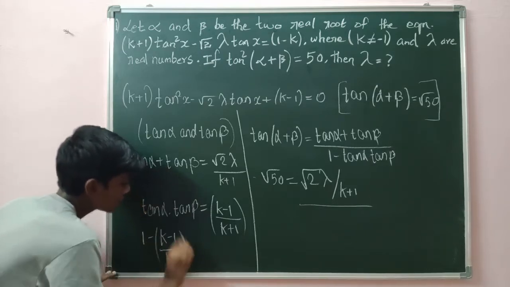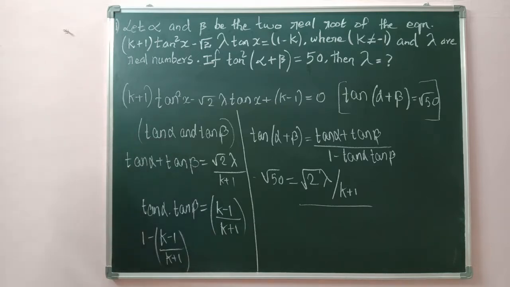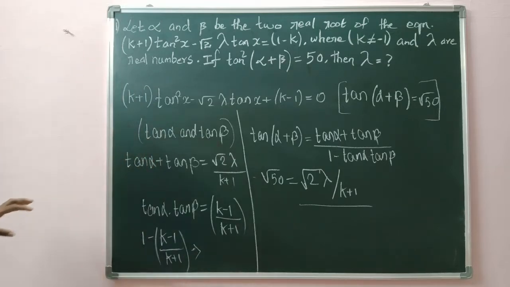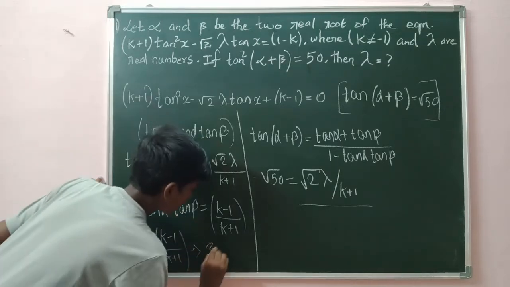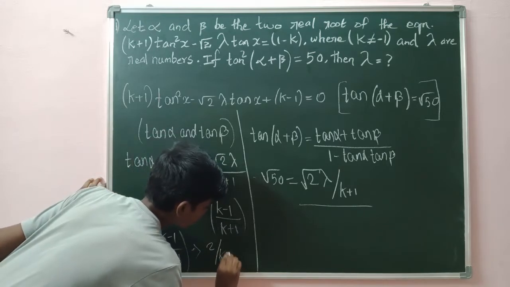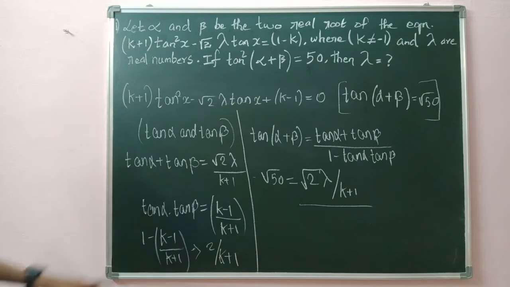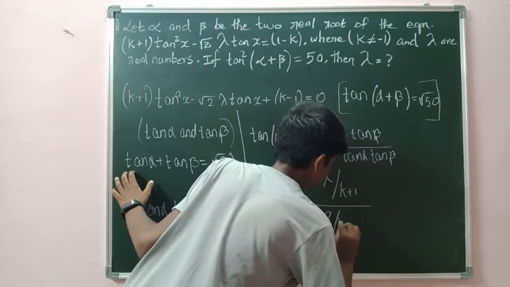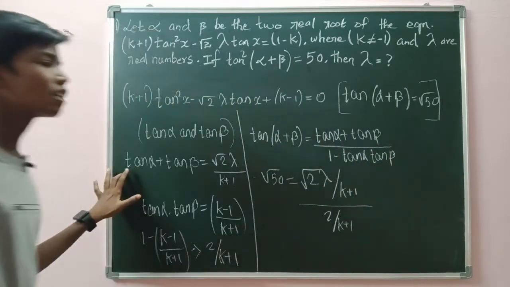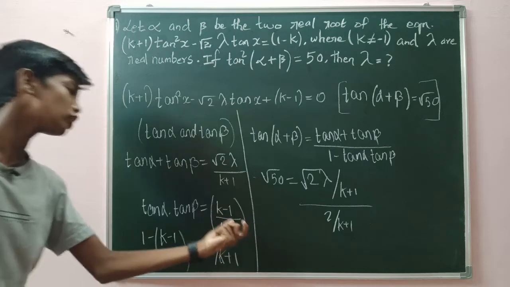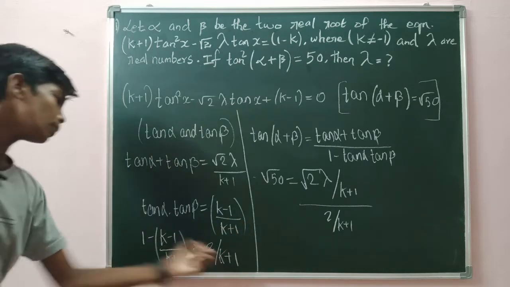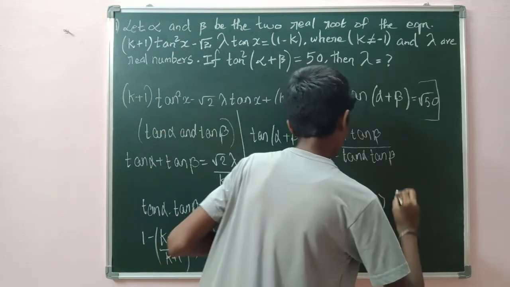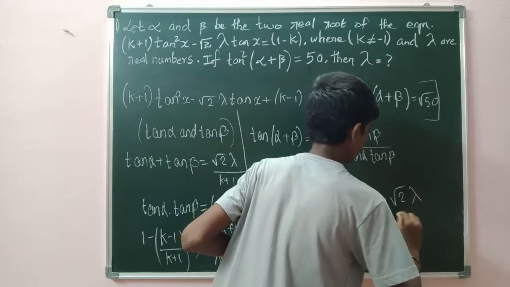Now when you solve, I think you will get 2 by k plus 1. So 1 minus k minus 1 by k plus 1 will be 2 by k plus 1. That will be your 1 minus tan alpha into tan beta, because we know that tan alpha into tan beta is k minus 1 by k plus 1. Now you can cancel these two terms. So finally you will get root 50 as root 2 lambda by 2.